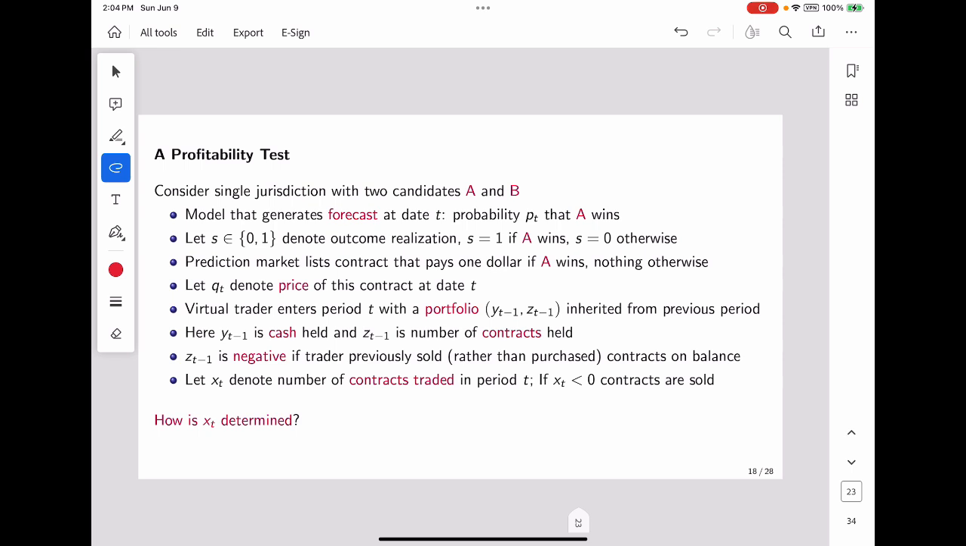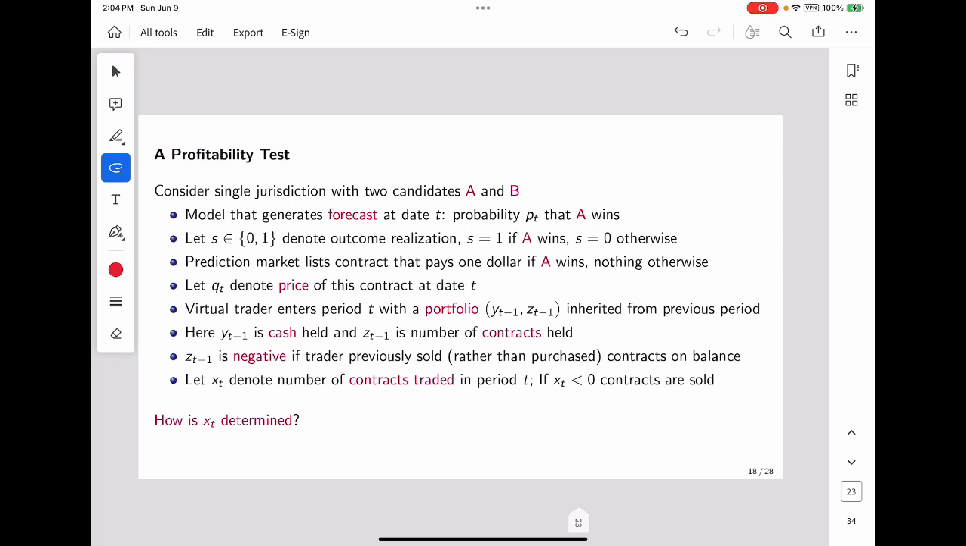To understand how the profitability test works, I'm going to describe a very simple version of it. So consider just a single jurisdiction, a particular state, let's say, and suppose there are only two candidates, and we'll call them A and B. And suppose that a model generates a forecast at date t, and we call this P_t, which is the probability that A is going to win this election. And let S be an indicator variable that denotes the outcome realization. S is equal to 1 if A wins, and S is equal to 0 otherwise.